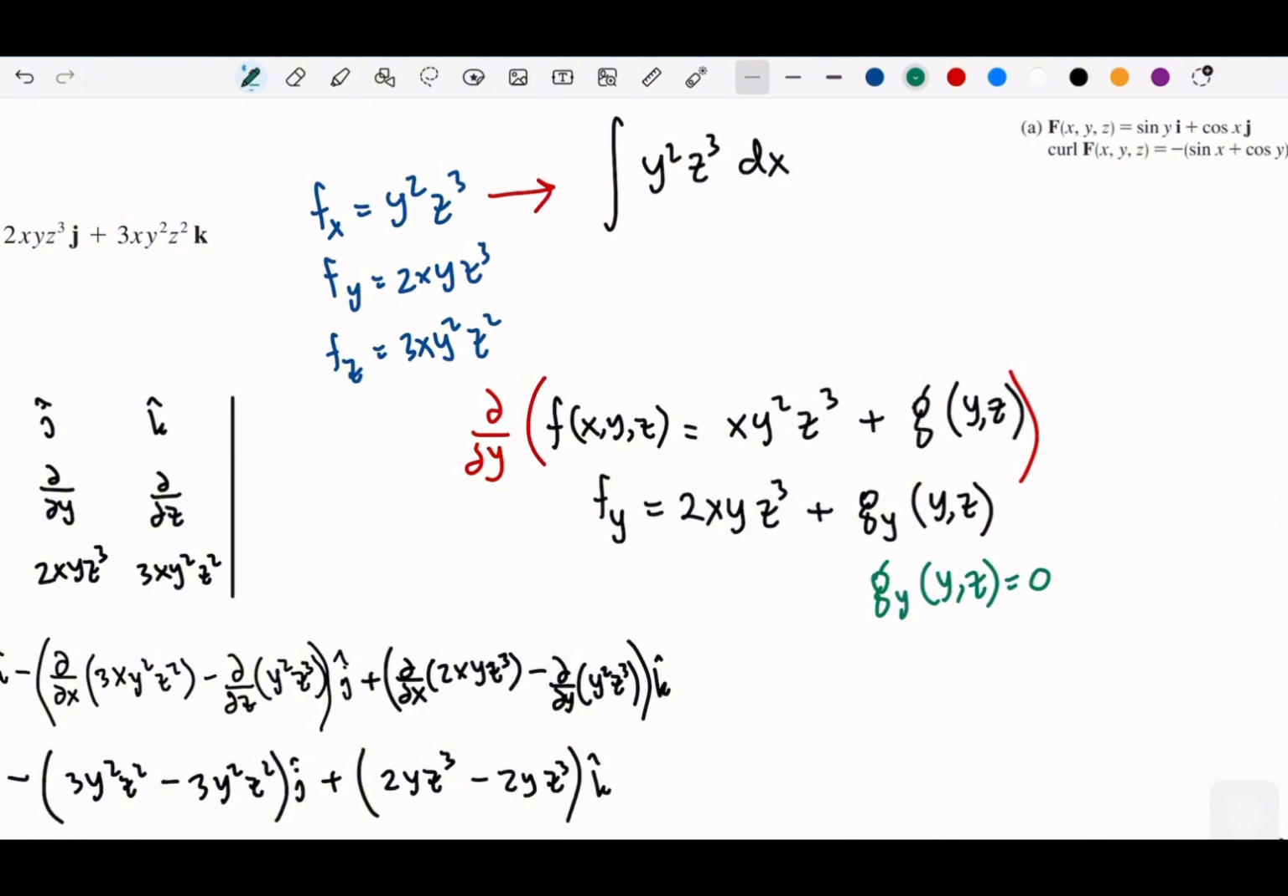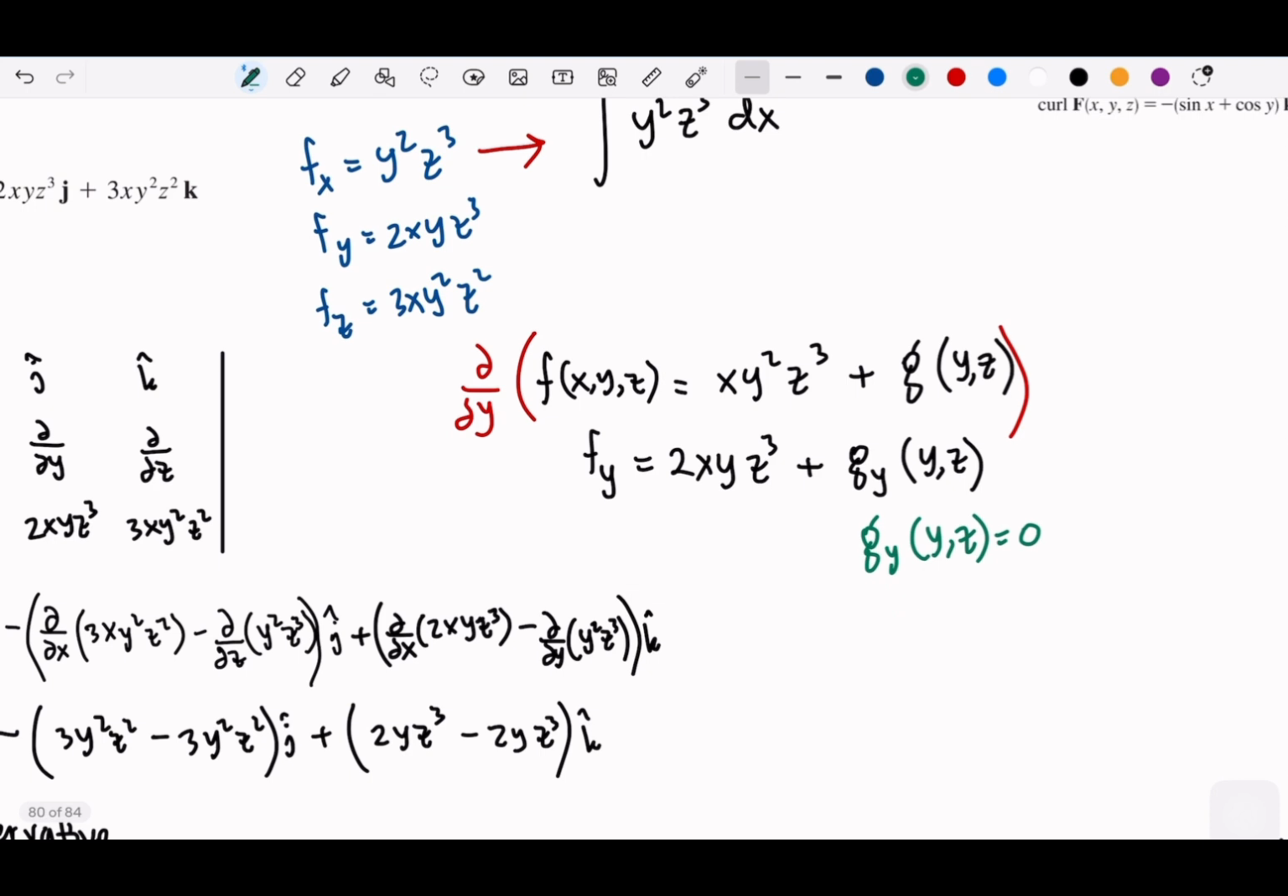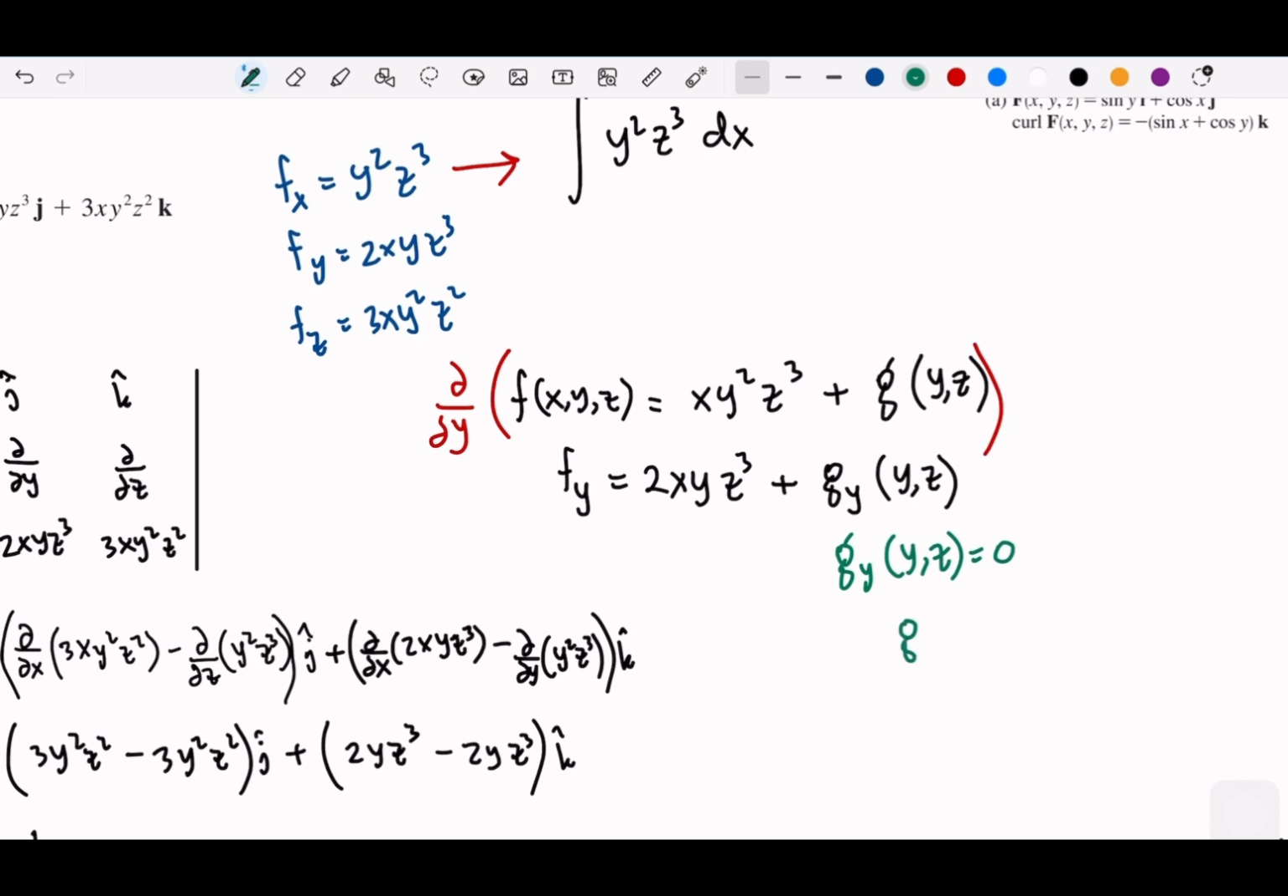So if we integrate this with respect to y, then this will be a function of z, right? Because if we differentiate a function of z with respect to y, it will be 0. So we can imagine this g as a function of z. Let's say h. Okay. And then we can compare to the partial z. So again, we can extend this g, this h, and do the same thing, but taking the partial derivative with z, and then compare with this.